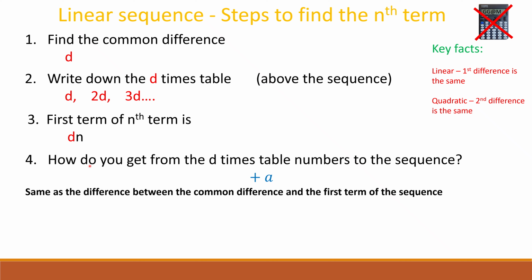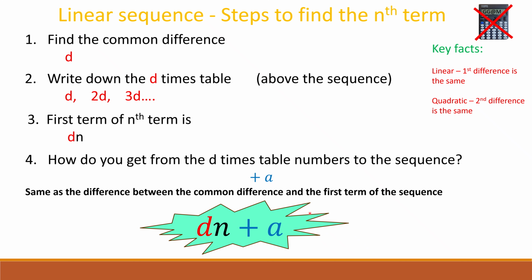To find that from the times table to the number in the first sequence, it is the same as working out the difference between the common difference and the first term of the sequence. I will show you how both of these work. Personally, I prefer to use this one down here because it is quicker, but this is why it works, so I'm going to explain both so you can see. So our nth term will be looking something like this, in the form of dn plus a. So you'll have some number before an n with a number written on the end. That is how you find the nth term of a linear sequence.